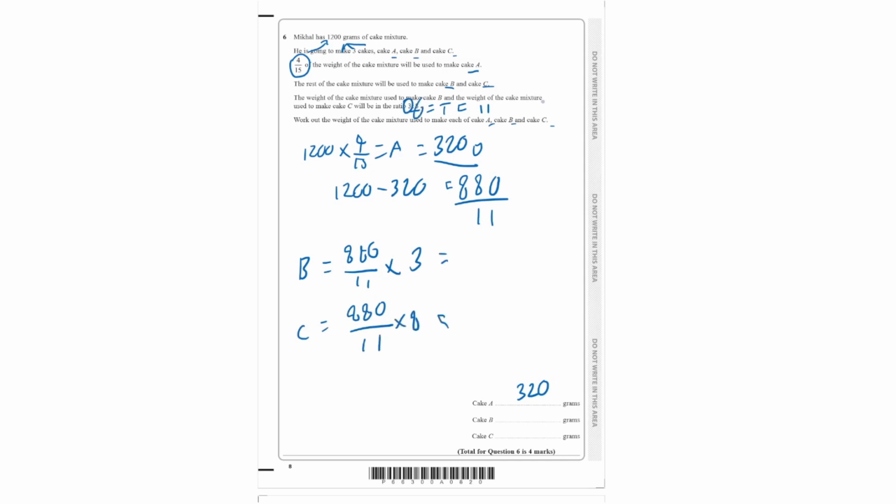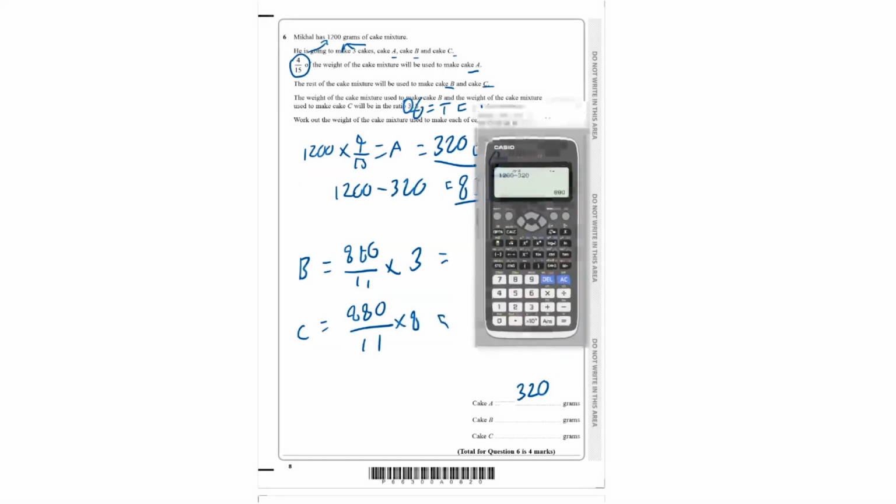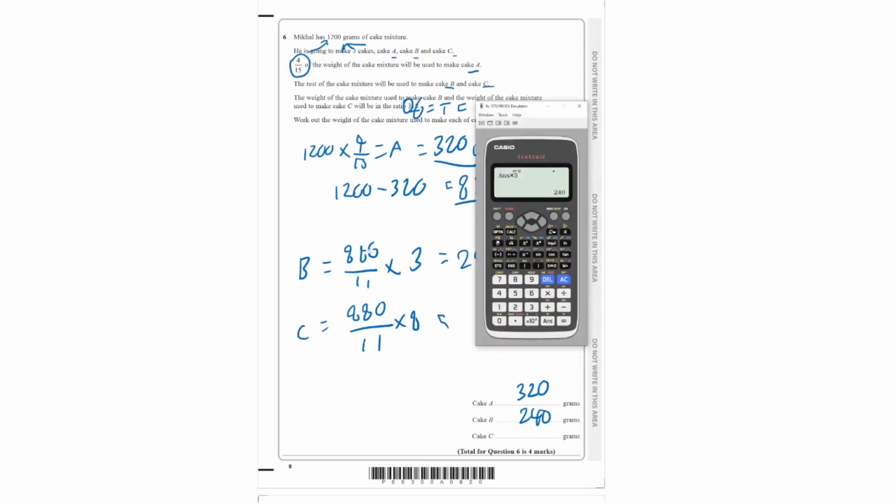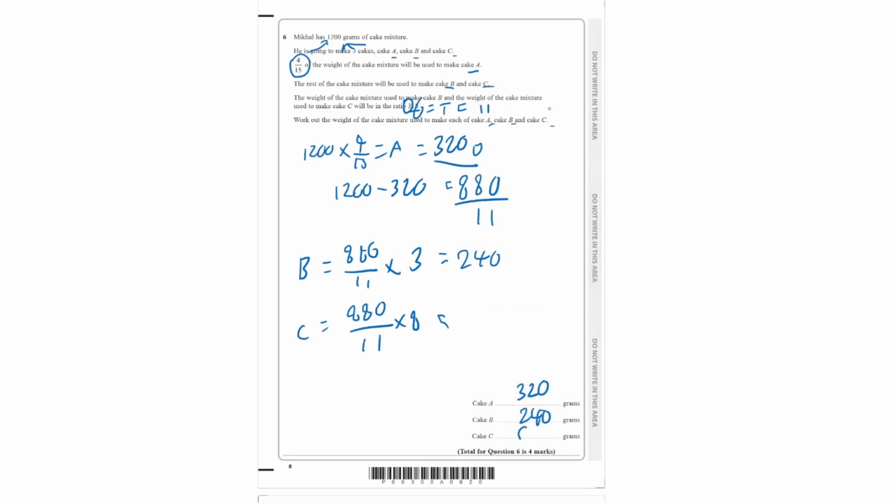Now we can use our calculator to find the final answers. 880 divided by 11 is 80, times 3. That's 240 for B. And then we can use this again. 880 divided by 11 multiplied by 8 gives us 640 grams.